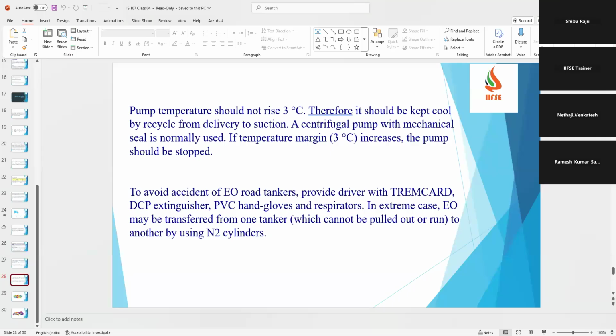In an extreme case, EO may be transferred from one tanker to another tanker, which cannot be pulled out or run into another by using nitrogen cylinders. So why nitrogen cylinders? Nitrogen acts as an inert gas, so that there will not be any formation of flammable mixtures. When there is no flammable mixture, we can automatically avoid fire and explosion accidents.